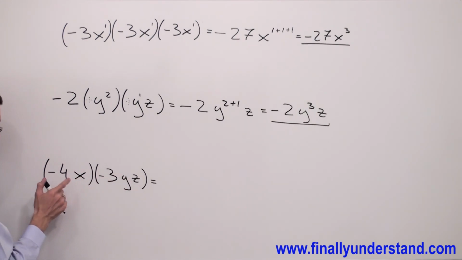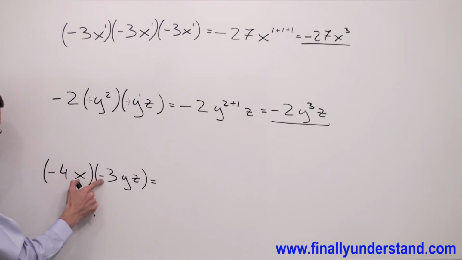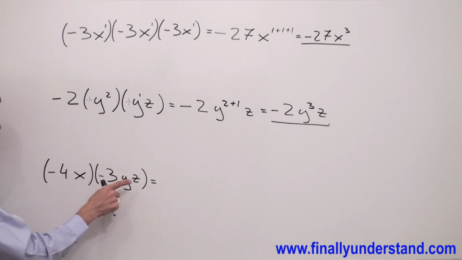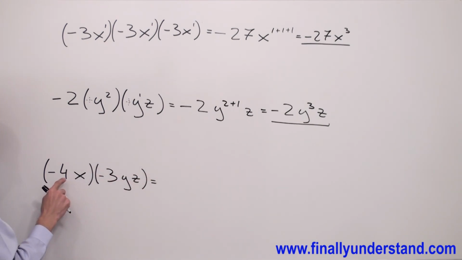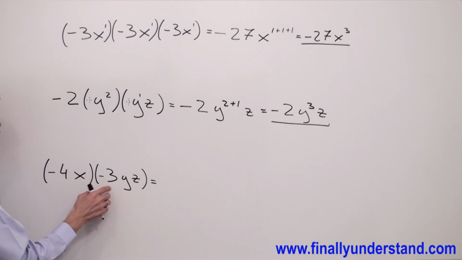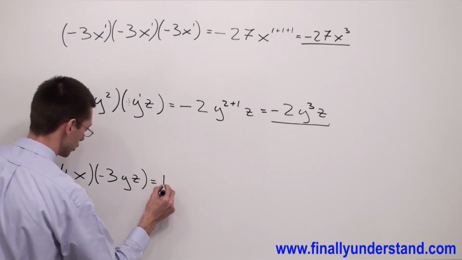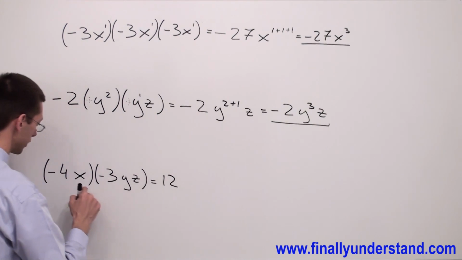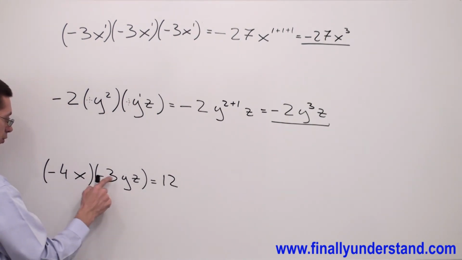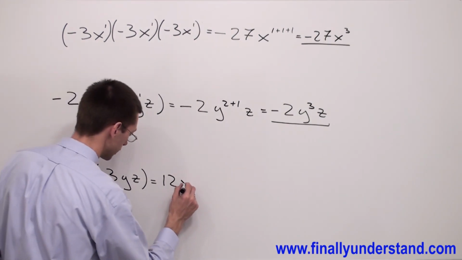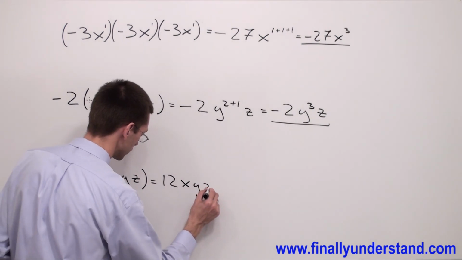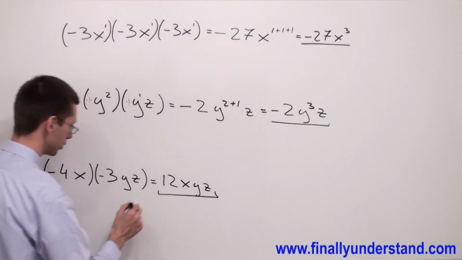I'm going to start multiplication by multiplying the two signs first. Negative times negative will give me positive. Anytime my answer is going to be positive, I don't write any sign. 4 times 3 is 12. x times yz is nothing else, just xyz. This is the solution to my problem.